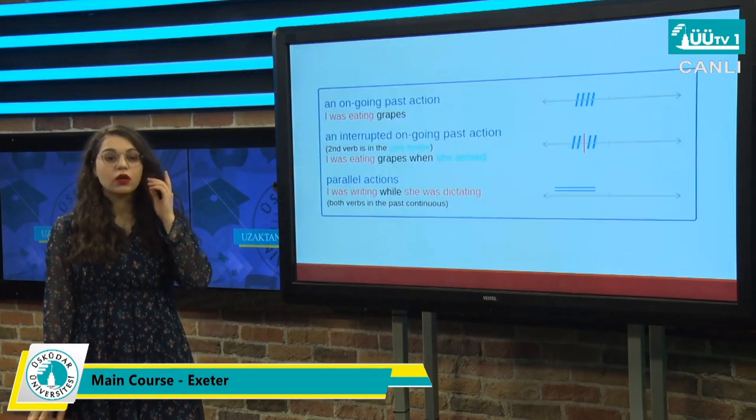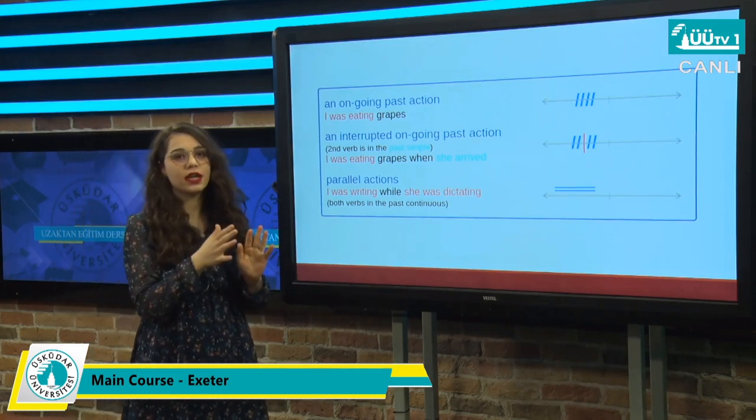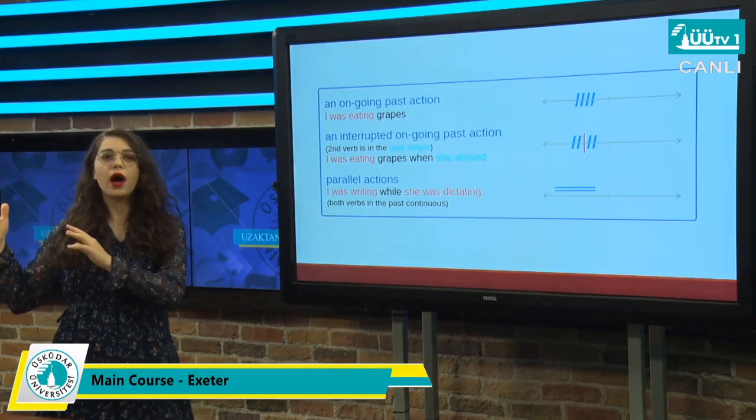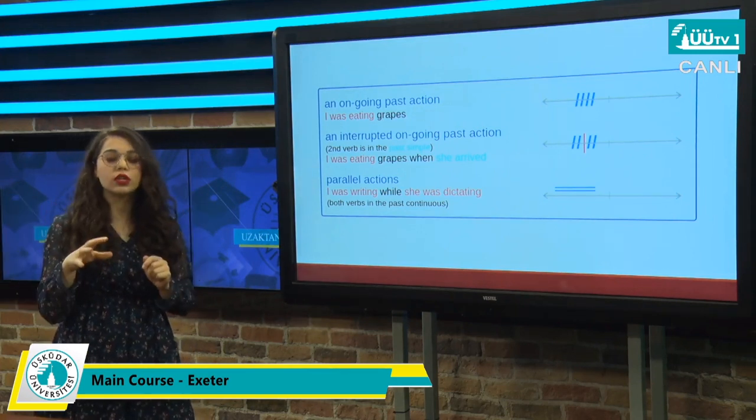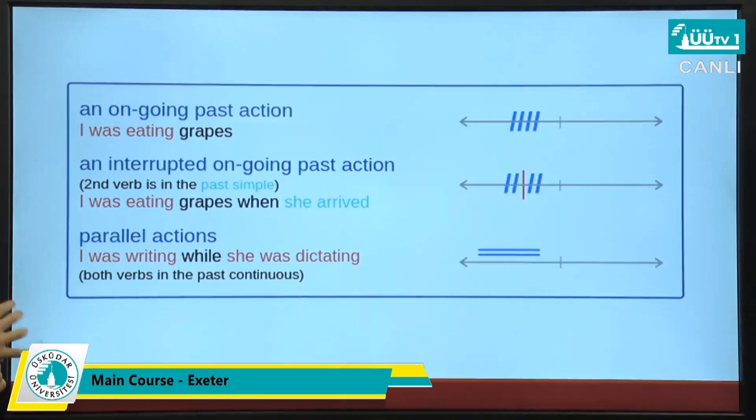All right. So let's visualize what we have covered so far. We have this timeline here. When we're talking about past continuous, we're talking about ongoing situations. If you look at the first timeline, we will see that I was eating grapes. It means that it is going on for a certain time. And the second use is an interrupted ongoing event. Let's look at the example. I was eating grapes when she arrived. So I was continuing eating grapes, but she arrived and interrupted my eating.